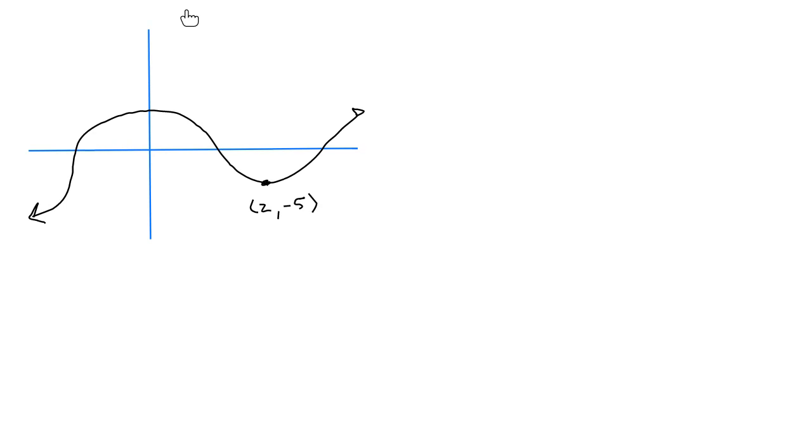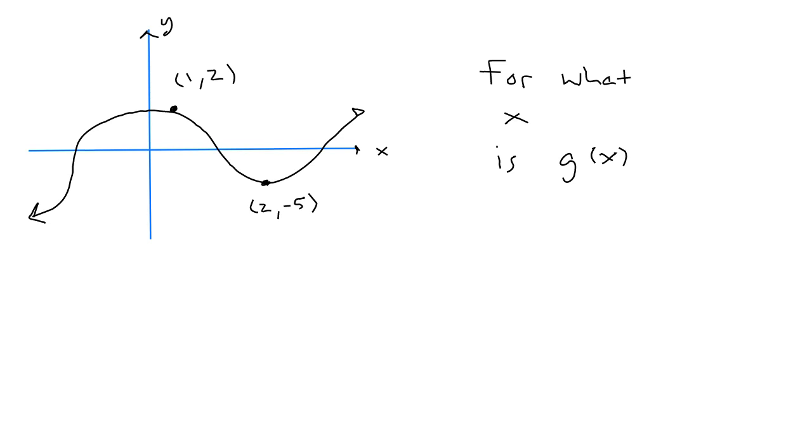Maybe there's another point, like this one, and it's 1 for x, 2 for y. So we've got this picture. That's what we're starting with, and that's all the information that we have. And it says, for what value of x is g of x equal to 2? That's what I'm seeing on that question on your quiz. So let's talk about how to answer it.